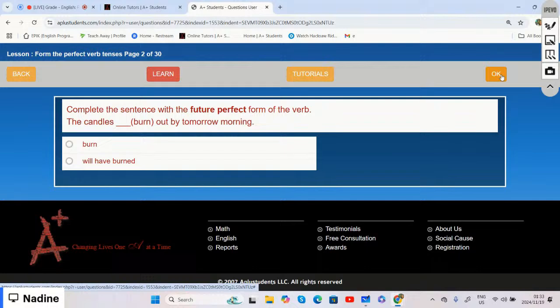The next one says we need to complete the sentence with the future perfect form of the verb. Again, future perfect. It says the candles. Is it option one, burn out by tomorrow morning? Or do we say the candles, option two, will have burned out by tomorrow morning? Which one is correct?